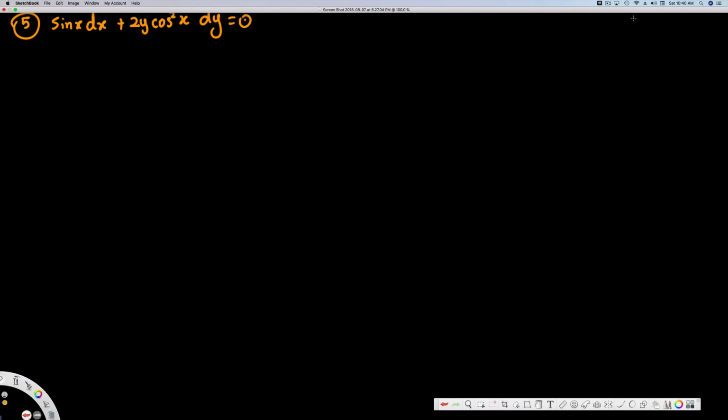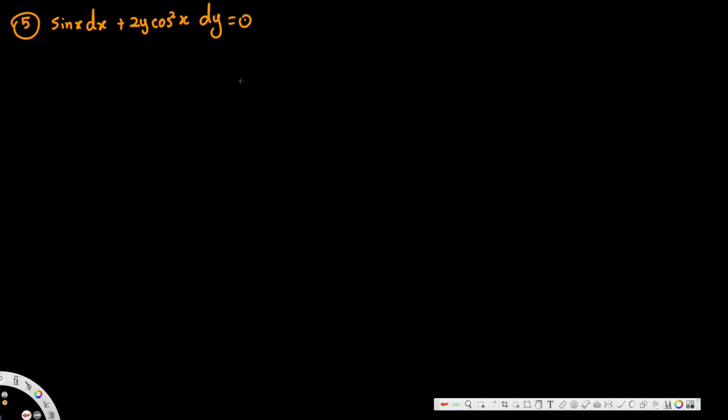In this video we are going to see how to solve this separable differential equation. A separable differential equation is one where we can separate the x and y terms and integrate. First let's move this sin x dx to the other side. So this is going to be 2y cos square x dy, and if I move this sin x dx to the other side, that's going to be negative sin x dx.